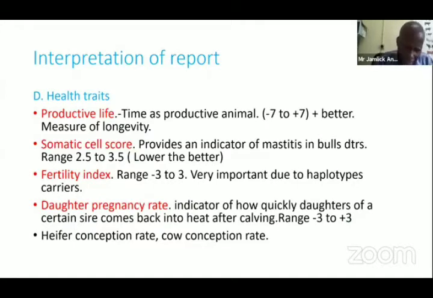Daughter pregnancy rate is an indicator of how quickly daughters of a certain sire come back into heat after calving. Some calve down, and then depending on the BCS, they stay for a very long time. Others will calve down and within 45 to 60 days are showing heat again. Those are the kind of animals farmers want, because they will be more productive with time on the farm. You find that they calve once every year, because those which delay end up not making it to once in a year.